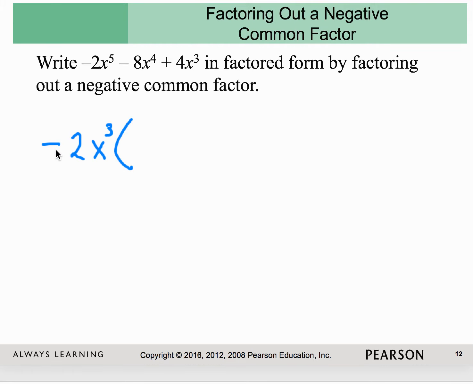Parenthesis. Now, this negative out here is going to change the sign of every one of these, right? Because if you divide a negative by a negative, it's a positive. If you divide a positive by a negative, it's a negative. Close the parenthesis. Okay. So again, even if nothing else would have come out, that negative needs to come out.